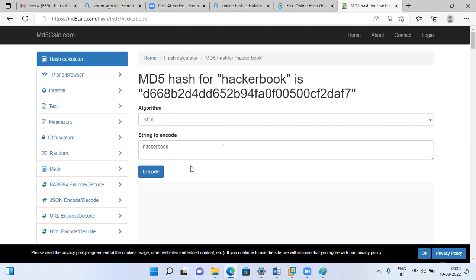So try to generate the hash by using SHA-256, and the input value is all in small, cybersecurity, no space. SHA-256 hash I want for this cyber.